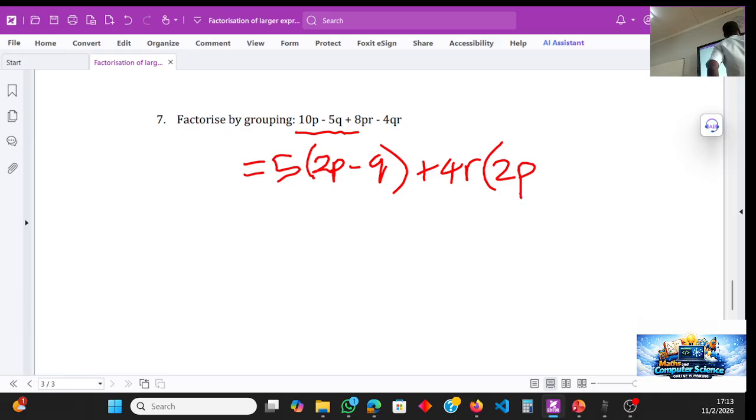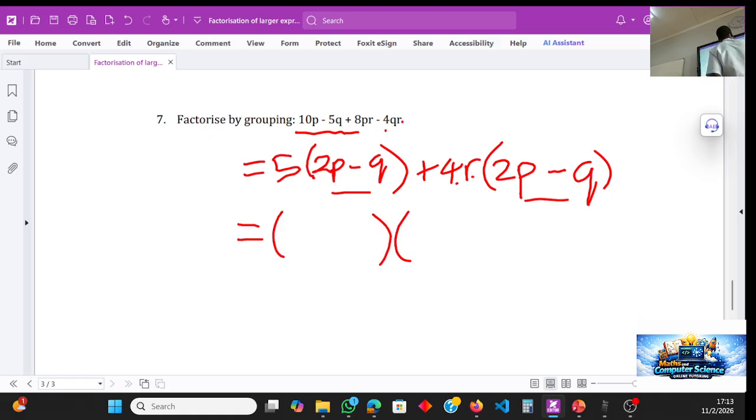We do the same for the second term. If we divide, well, there's a negative there, we put a negative. Then we divide 4 by 4, gives us a 1. The R's here will cancel, and we remain with Q. Then we move on to say, is what's inside the bracket the same? Yes, it is the same.